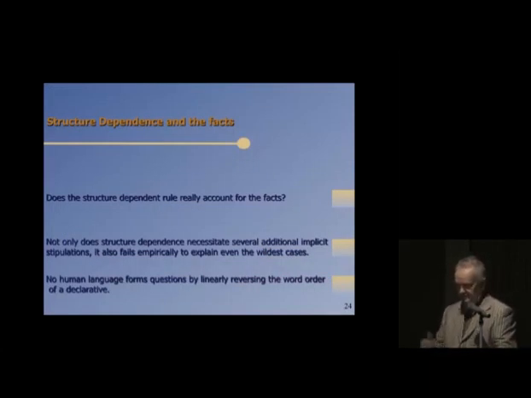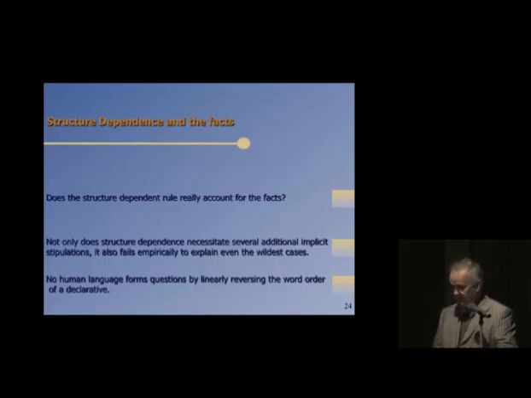Second part of the problem is the empirical side. We see that there's no conceptual deep motivation for structure dependence. Let's look at the facts. Does it account for the facts? Not only does structure dependence necessitate several additional implicit stipulations, as I just said, it also fails empirically, even in the wildest cases.